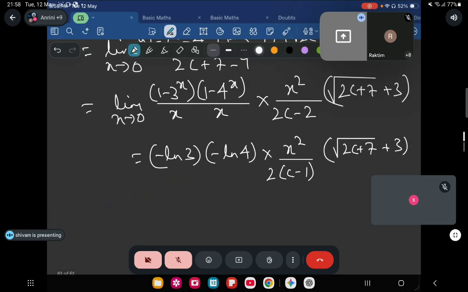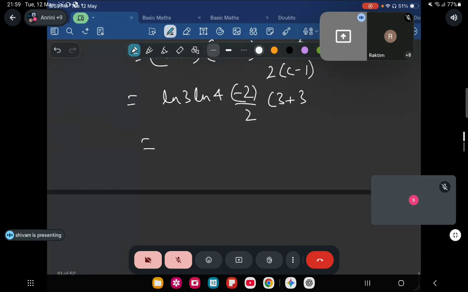Okay. So x square by cos x minus 1 will become minus 2, right? So this will become minus ln3. Minus will become plus ln3 into ln4 into minus 2 by 2. Multiplied by, when you substitute cos x equal to 0, this will become 3 plus 3. So finally, you are going to get minus 6 ln3 into ln4.